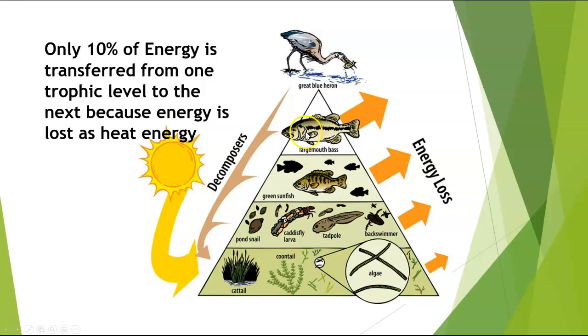And then at the very top level, you would have tertiary consumers or secondary level carnivores. And then at the very, very top, you might have tertiary carnivores. So only 10% of energy is transferred from one level to the next, and that's because the components that make us up are not always easily digestible and then transferred into energy.